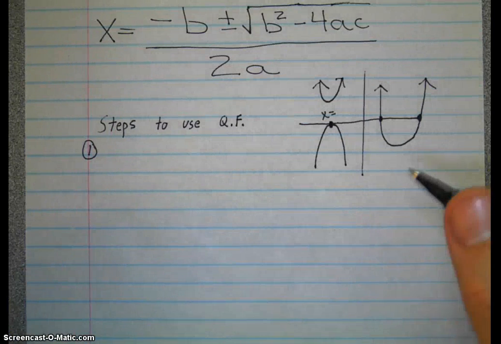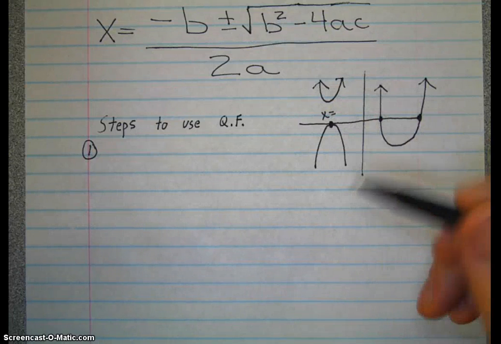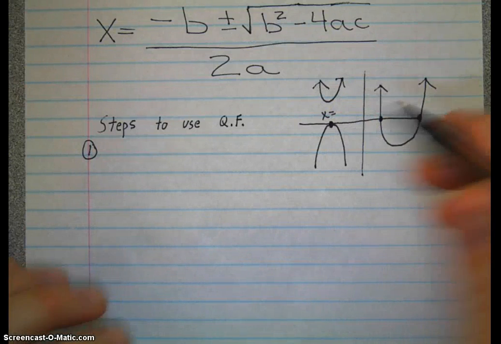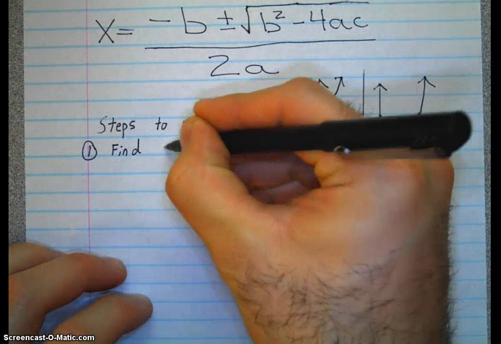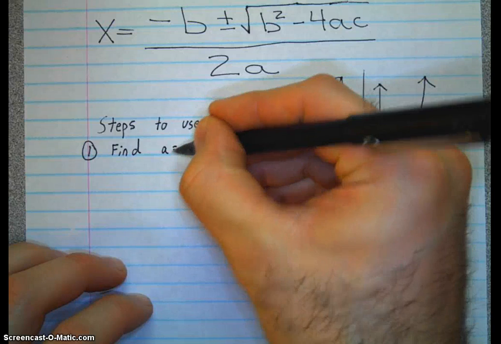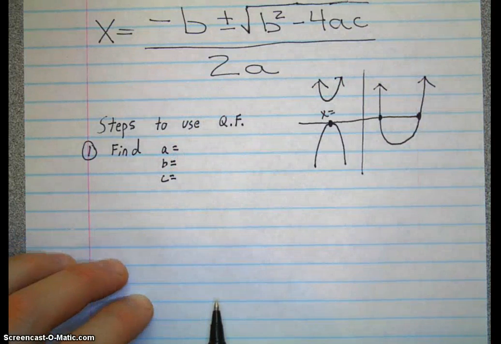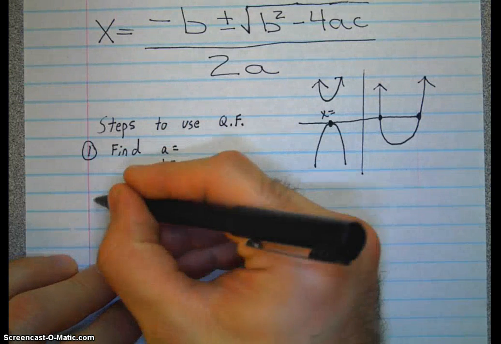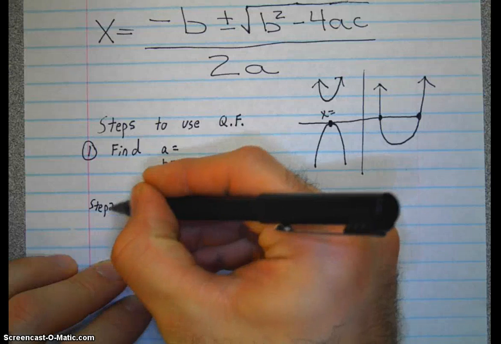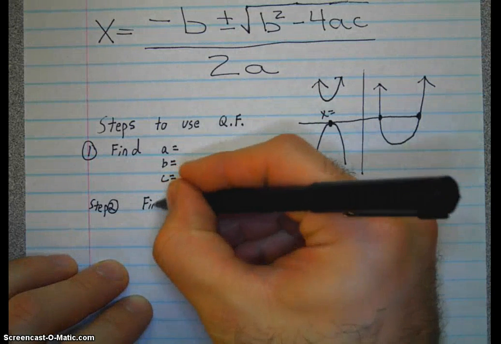So just like when we were finding the discriminant, our first step to use this quadratic formula is we need to find our a, b, and c. So what does a equal, what does b equal, and what does c equal? All right. In step 2, all right, we need to find our discriminant.